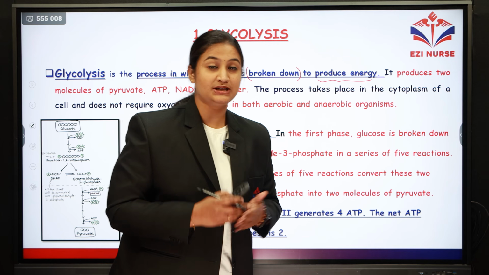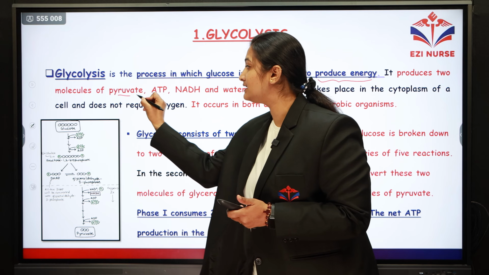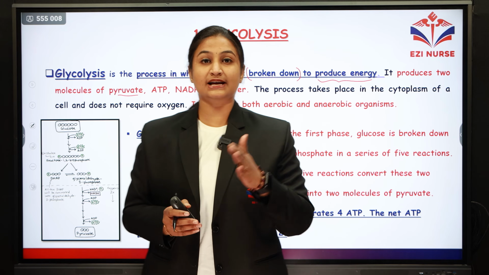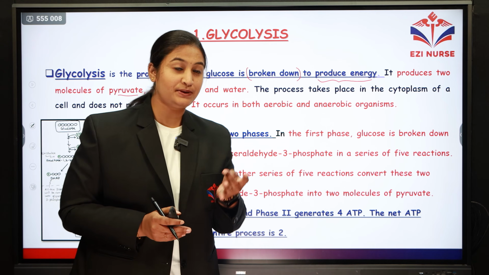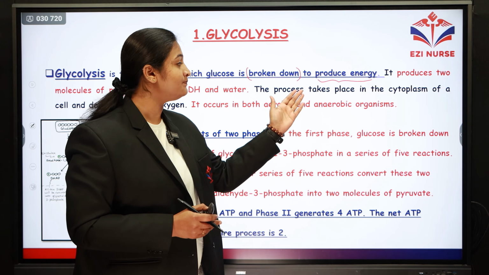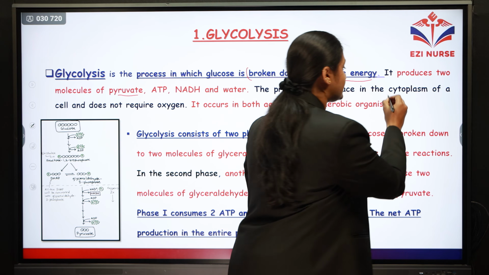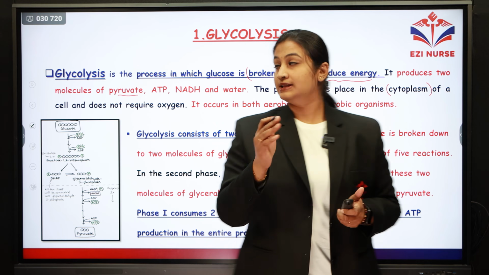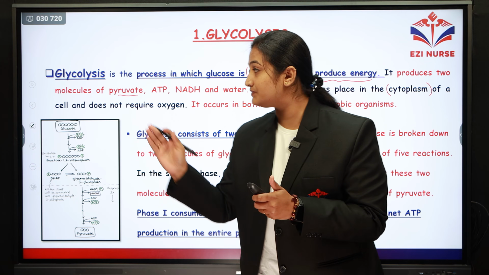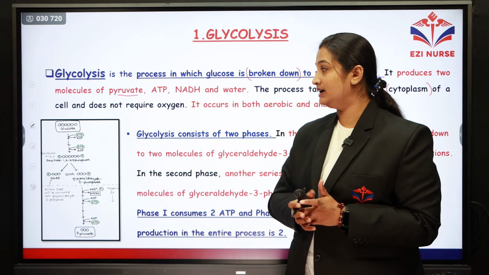Then what is it producing basically? There is production of two molecules of pyruvate, and ATP, NADH and water. So it produces these things: water, NADH, ATP, and one more thing, pyruvate. Where does it mainly take place? It takes place in the cytoplasm of the cell, and it does not require any oxygen. So that is about glycolysis.